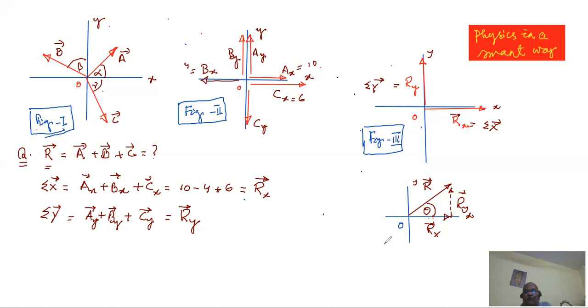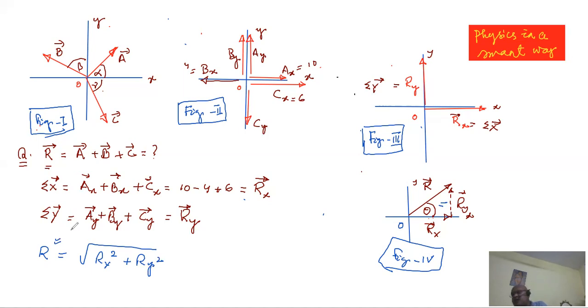In figure number 4, we clearly see that the final resultant magnitude will come as, because you are seeing here a right angle triangle, Rx square plus Ry square. That will immediately give us the resultant magnitude.